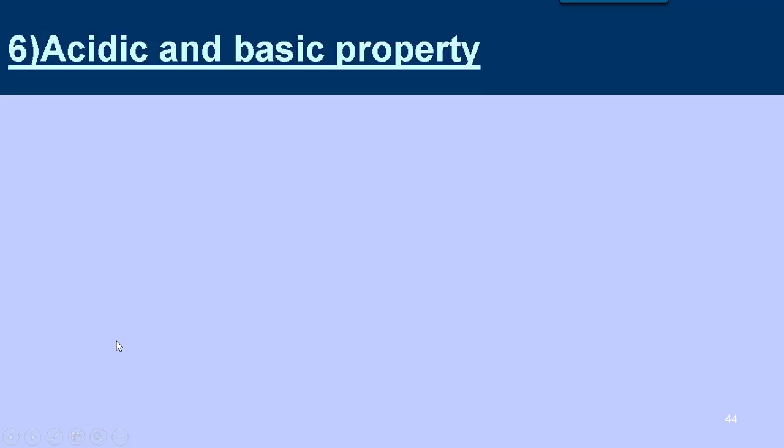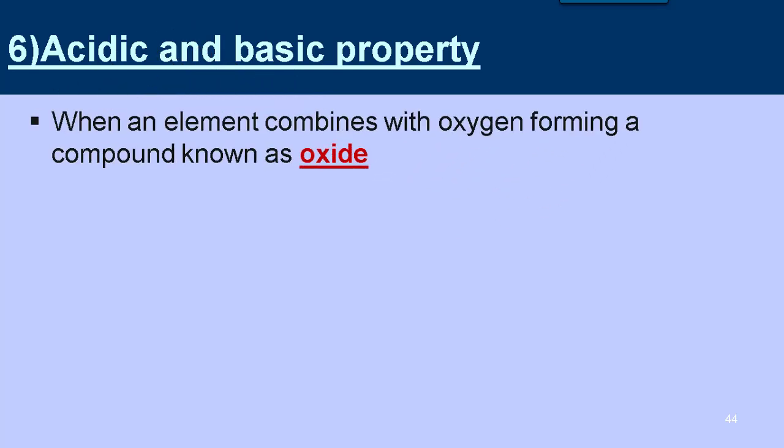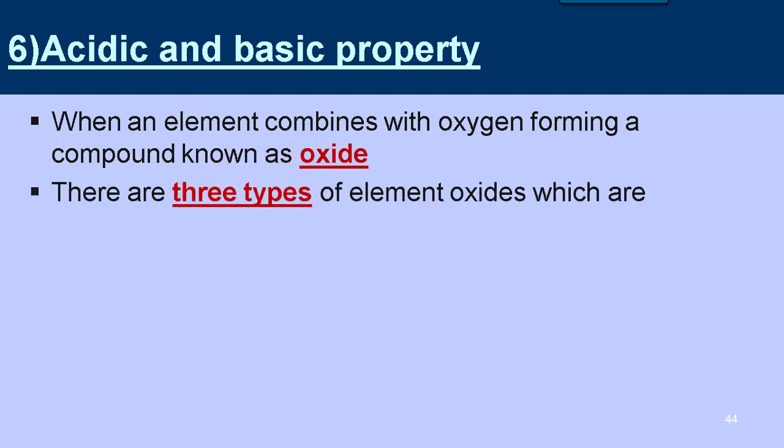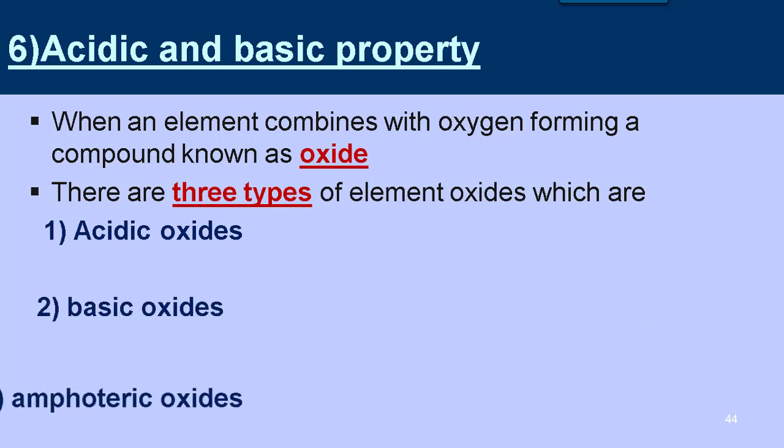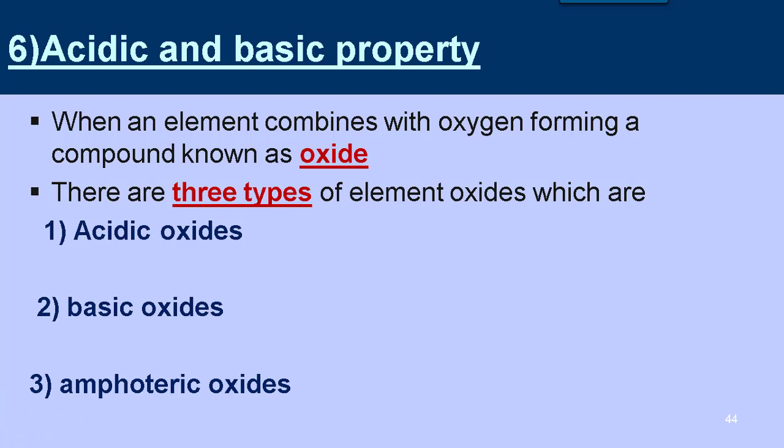Let's move to the sixth property, acidic and basic property. When an element combines with oxygen, they will form a compound called oxide, and we have three types of these oxides. Element oxides are divided into three types, which are acidic oxide, basic oxide, and amphoteric oxide.